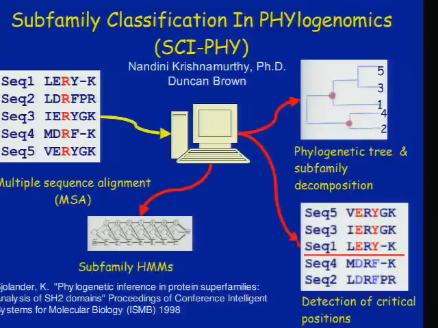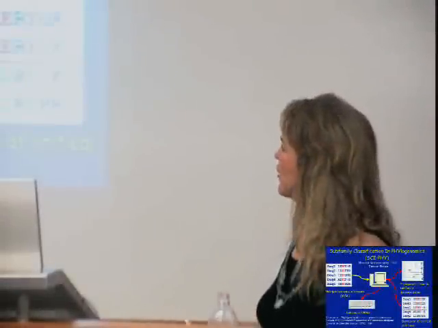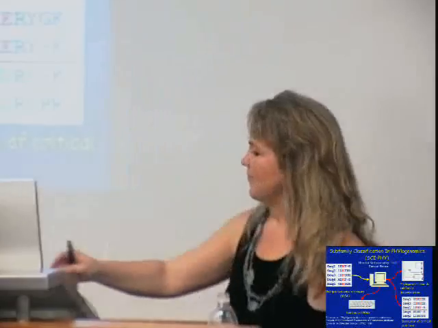And then we construct subfamily hidden Markov models. I don't have time to go into the details of this algorithm, but it uses profile-profile scoring in order to determine the branching order in the tree, Dirichlet mixture densities to construct those profiles, and then an information theoretic method to cut the tree into subtrees using minimum description length principles.